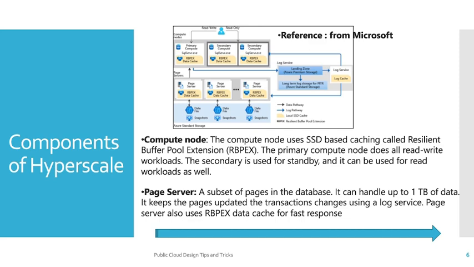Second is page server. A database is the subset of pages. It can handle up to 1 terabyte of data. It keeps the pages updated with the transaction changes using the log service. And the page server also uses the RBPEX data cache for fast response.